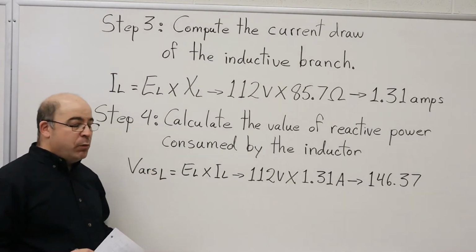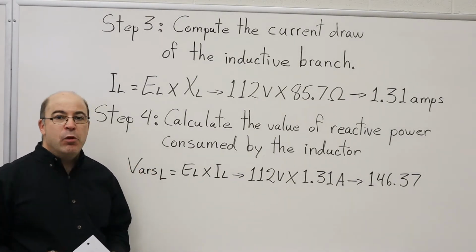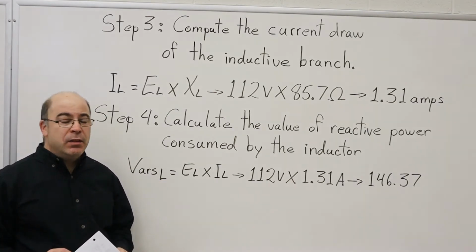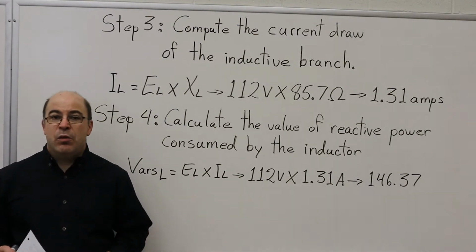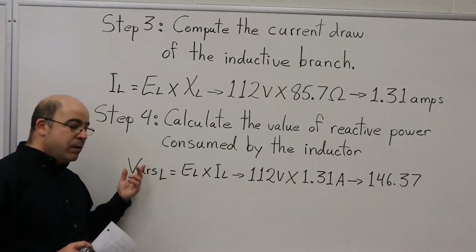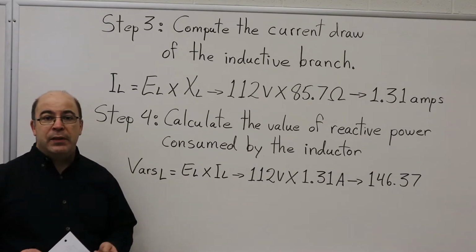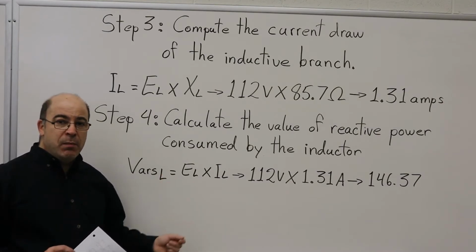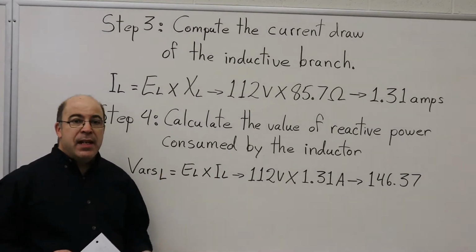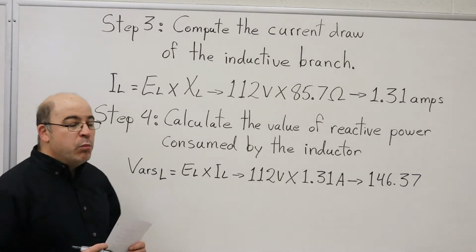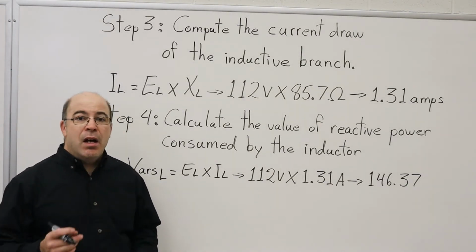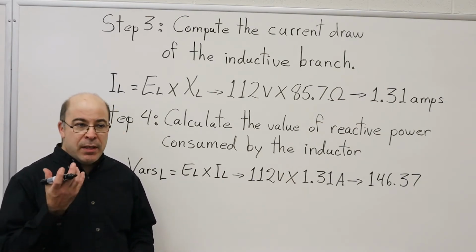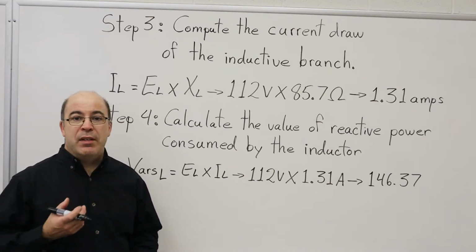So step 4, I almost said stage 4, but step 4, we're going to calculate the amount of reactive power that is going to be consumed by the inductor using, again, an Ohm's law formula. We're just substituting the P with VARS L, volt amps reactive. We're going to take the value of the voltage across the branch and multiply it by the current draw, which in this case was 112 volts multiplied by the 1.31 amps, giving us 146.37 volt amps reactive. So this is the amount of energy that the inductor is going to consume.